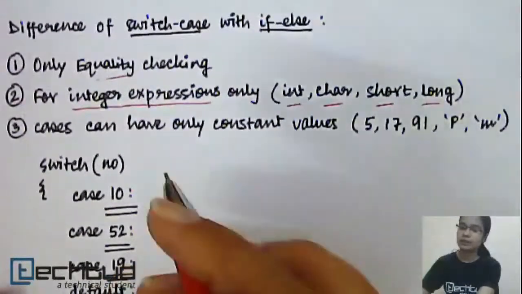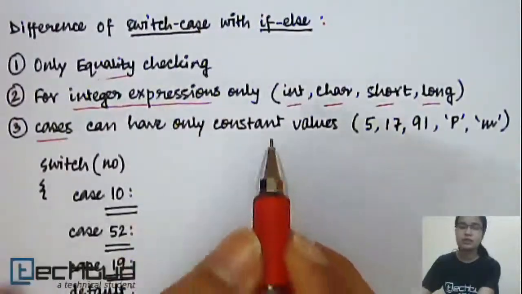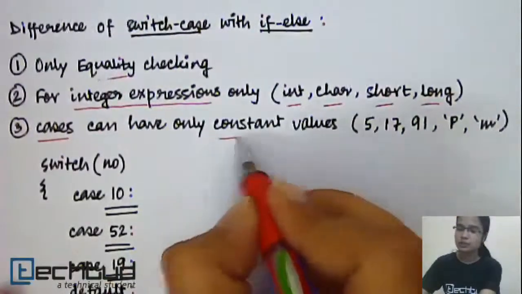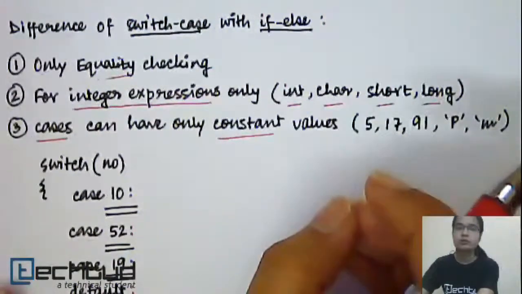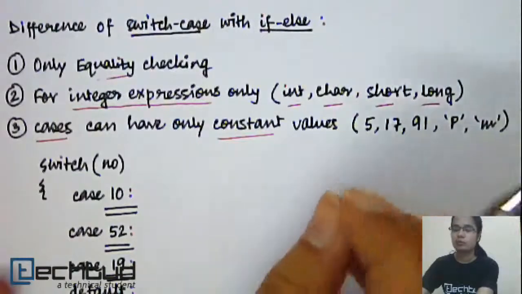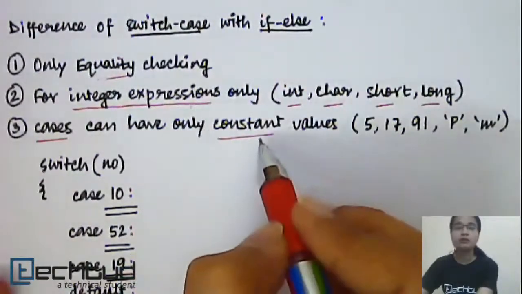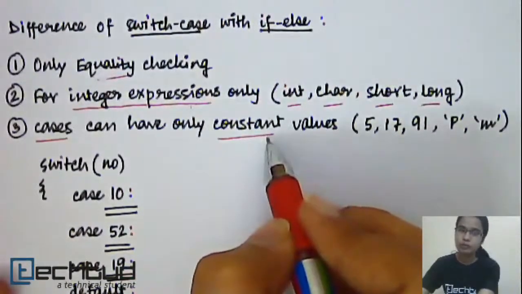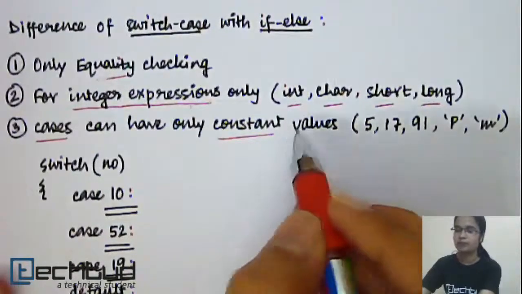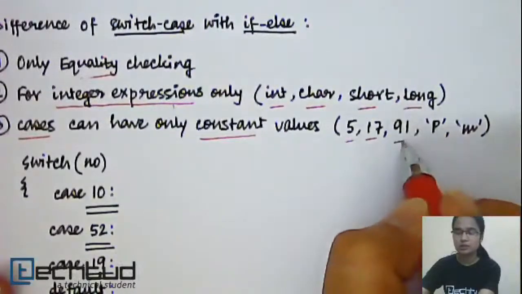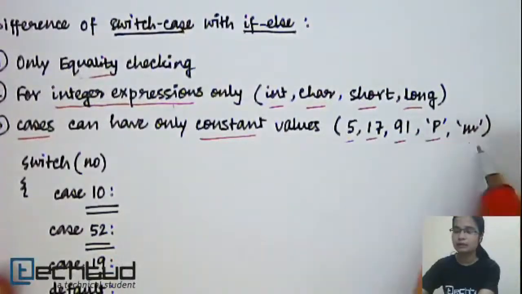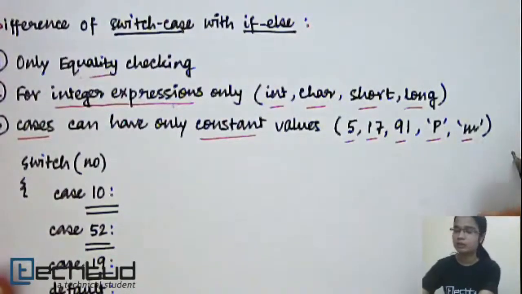Then the next point is that the cases of switch can have only constant values. So you cannot check for equality of one variable with some other variable. With one variable you can check the value to be equal with some constant value only, right? So in switch the cases may be some numerals, some integer values or some characters, because characters are also treated as integers, as they are represented by their ASCII values. I think you already know that, right?